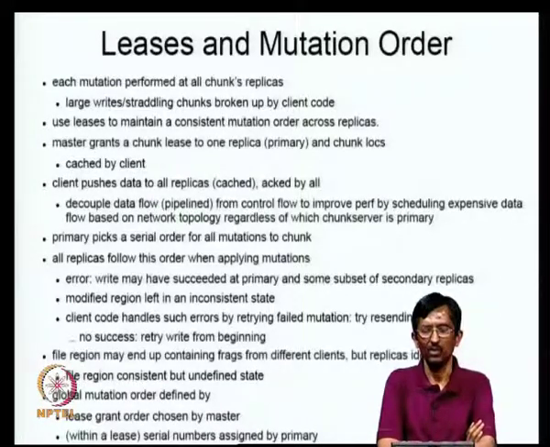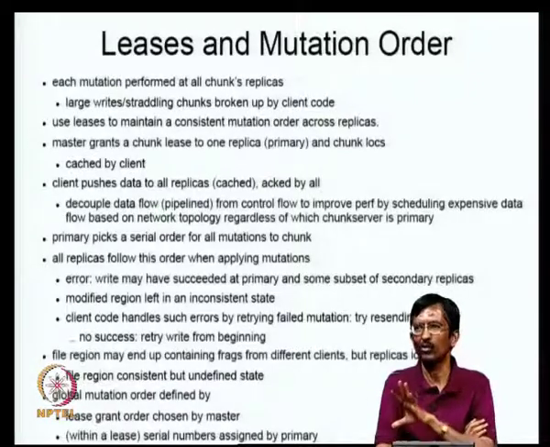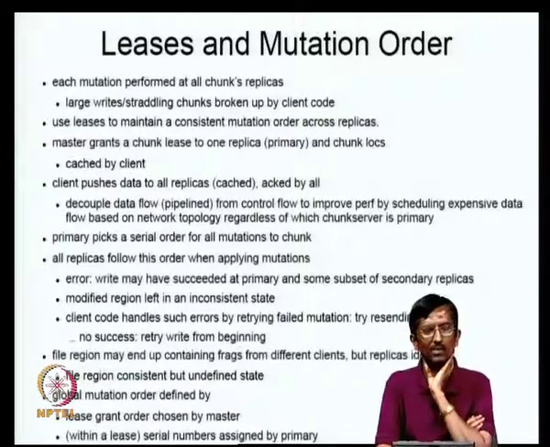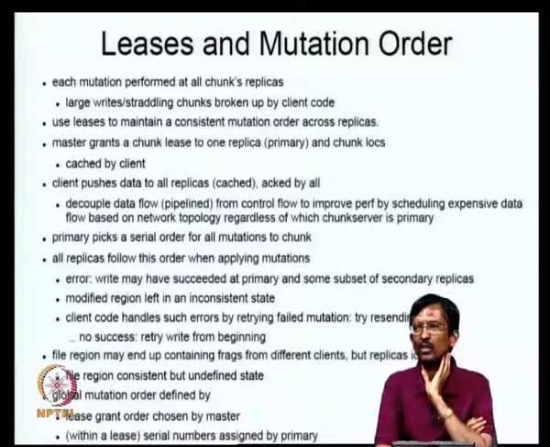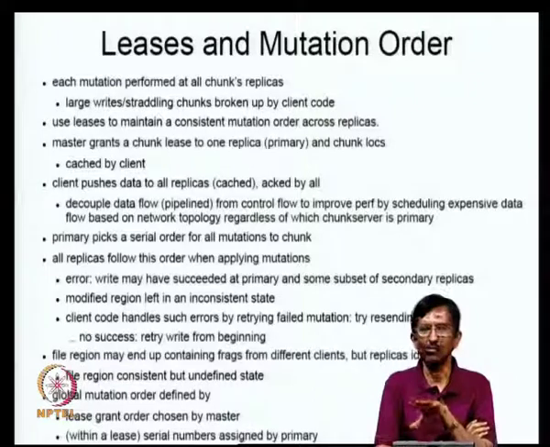So, the idea is that there is a control flow. Control basically tells you in what order something has to be updated. But there is also data flow, which tells you how to move these 64 megabytes or whatever amount of information across the network. If you are doing big writes, you have to make sure that your network is used in the best possible way. And the idea is that the topology of the updates should be determined independently from who is the primary.